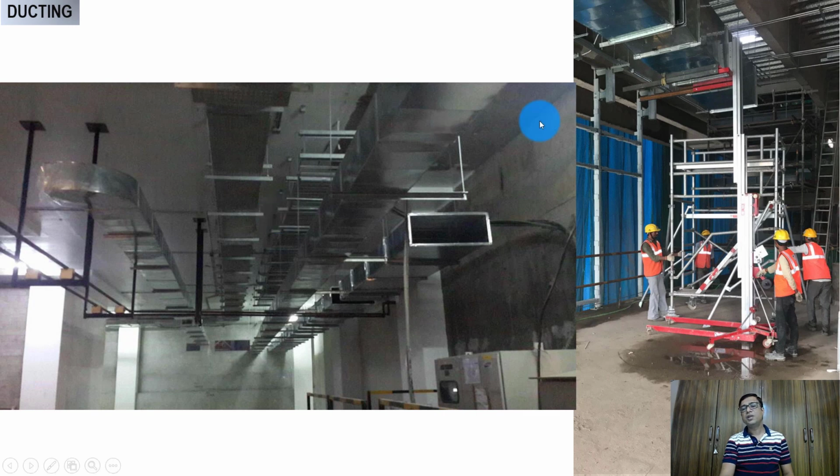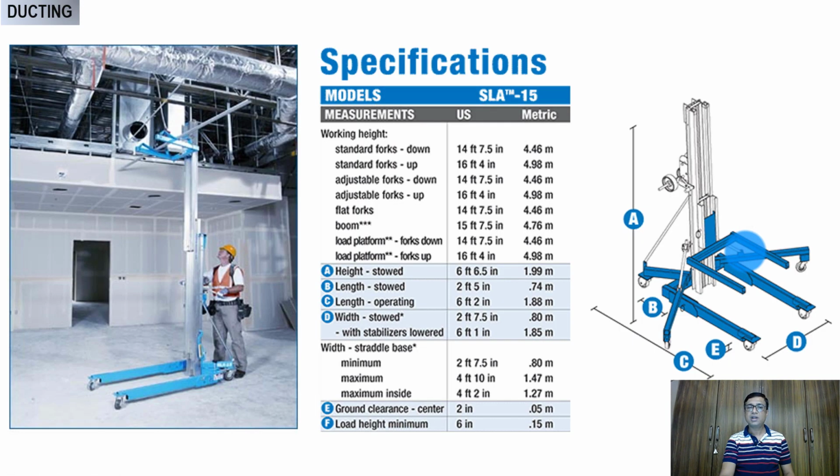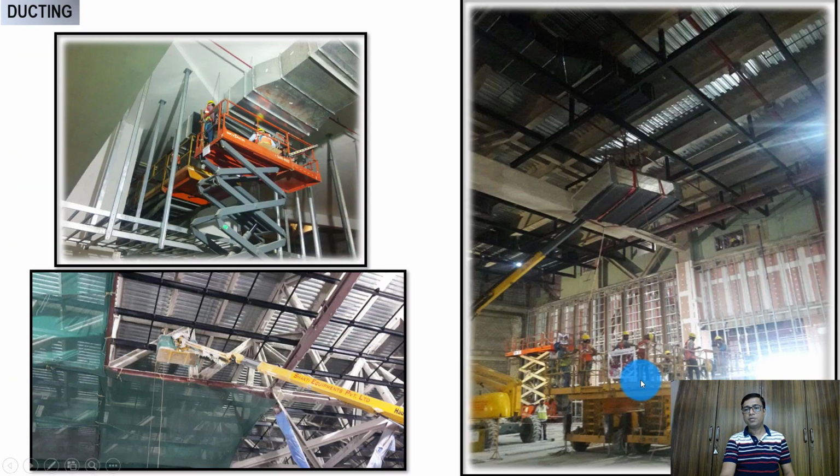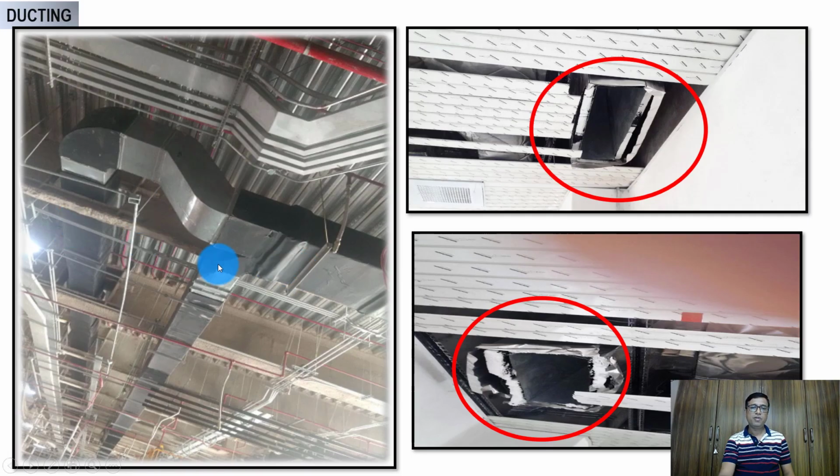This is a good way of ducting, using proper supporting. You can see proper supporting, proper alignment. You can see use of a duct lifter to avoid manual lifting. This will also help in a big way. This is one of the duct lifter specifications. Use proper equipment like scissor lifts and boom lifts to expedite your ducting. You can see the good way of ducting done over here, and you can see the crooked way.